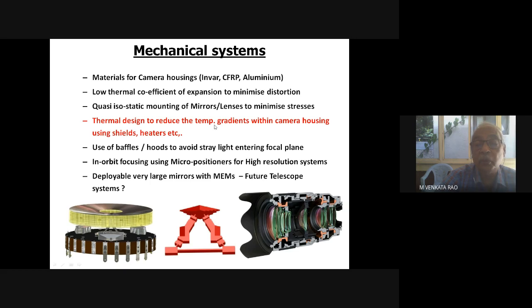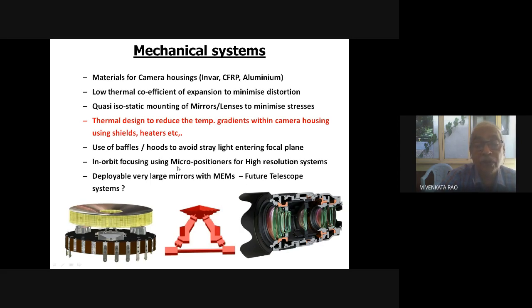Thermal design to reduce temperature gradients within the camera housing using shields and heaters, and use of baffles and hoods to avoid stray light. Of course, that is very important. In many cases, in front of this camera, you will have some projection like this, which are called baffles, basically to avoid any stray light going into the camera.